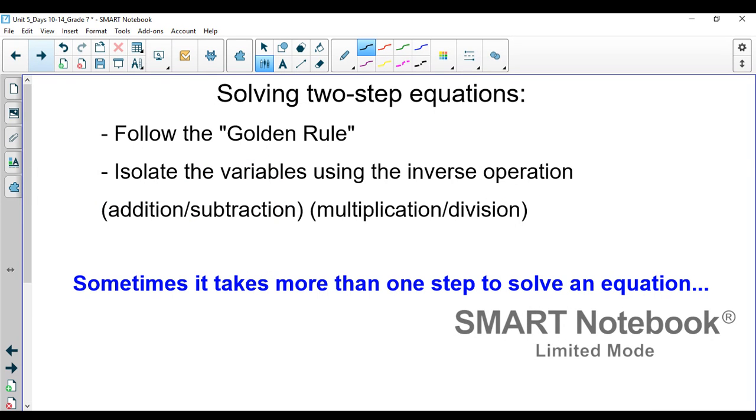Okay, when you solve two-step equations, you follow the golden rule, and what that means is when you do something to one side of an equation, you must do it to the other. And you're always isolating the variables using the inverse operation, addition, subtraction, and multiplication and division. So we're going to go over two-step equations today.